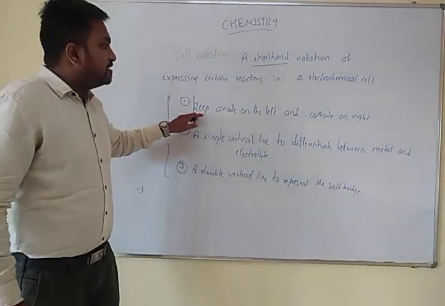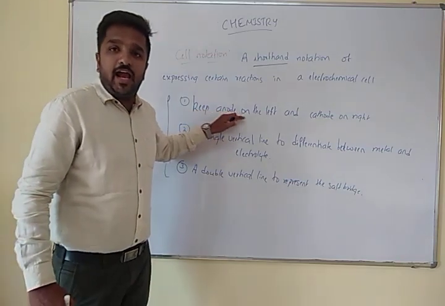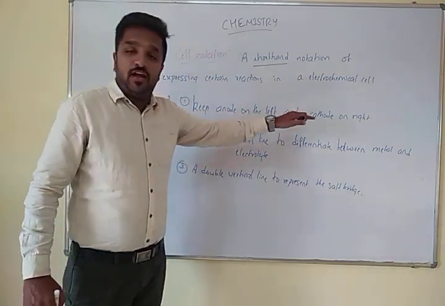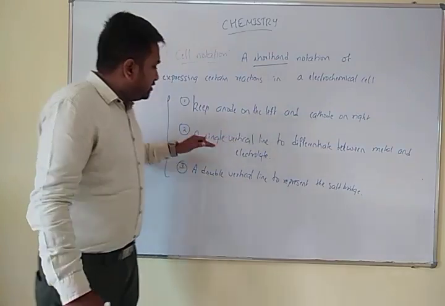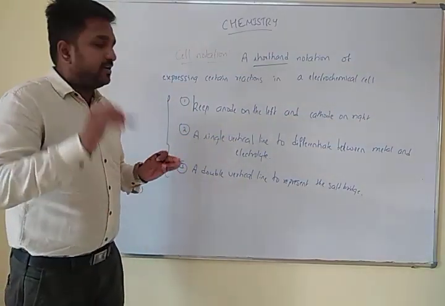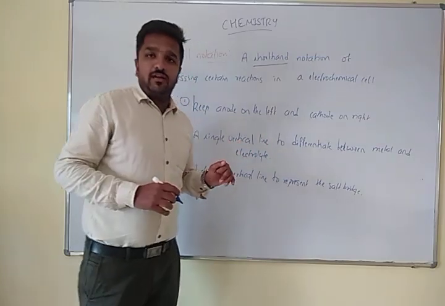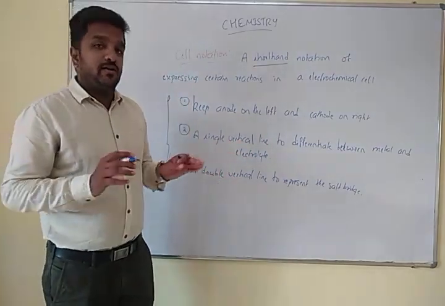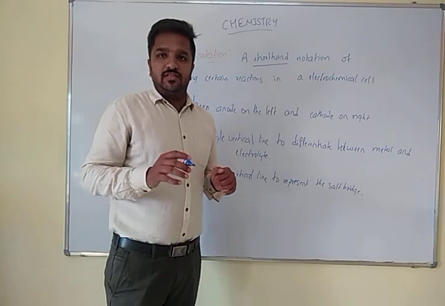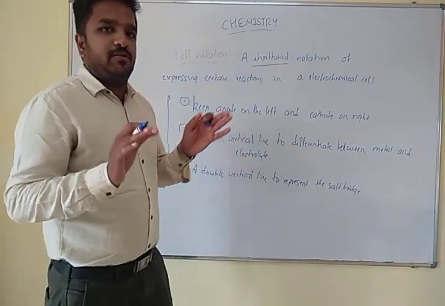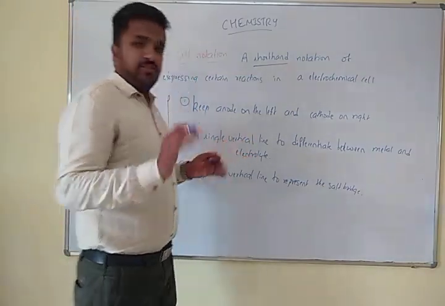The first step is we need to keep the anode on the left and the cathode on the right side. And the second thing is a single vertical line to differentiate between the metal and the electrolyte, and a double vertical line will represent the solvent which is involved in it. Let us take an example so that you will get clear information regarding that.